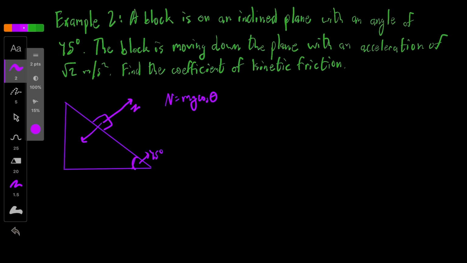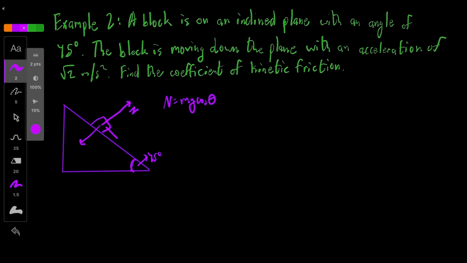Now, there are two forces acting in the direction parallel to the plane. We have, first, mg sine theta, which is what's making this go downwards, and the force of kinetic friction. What we want to find is the coefficient of kinetic friction. So, let's take all the net forces. First, we figured out that the normal force is mg cosine theta by taking net forces.